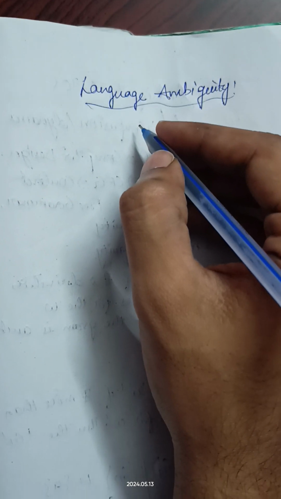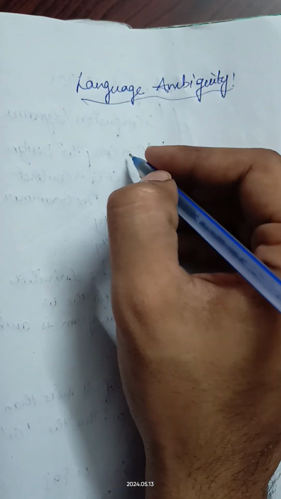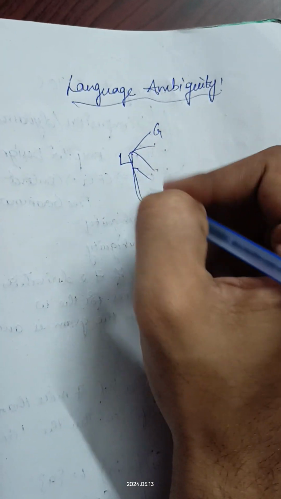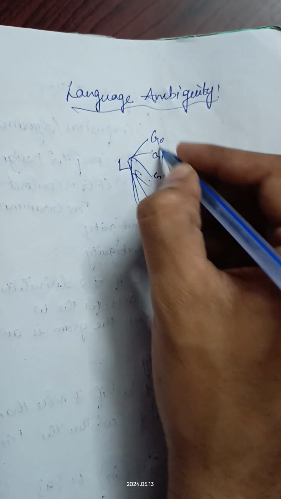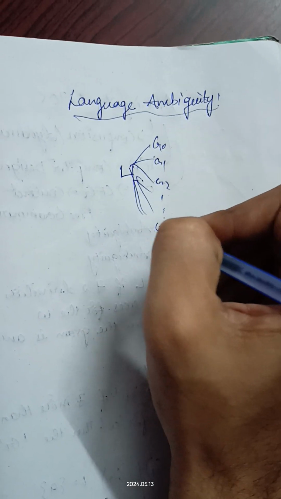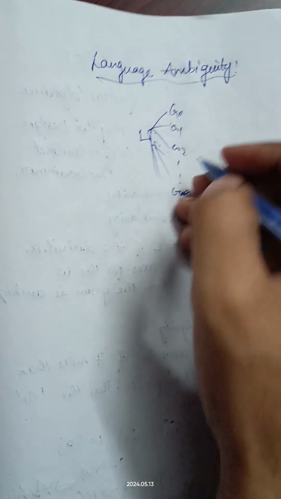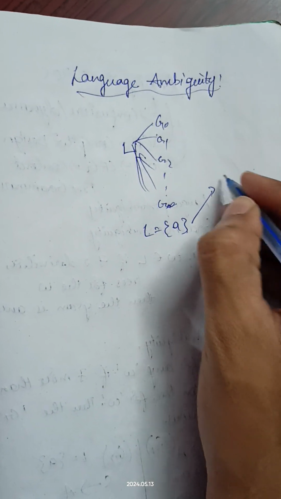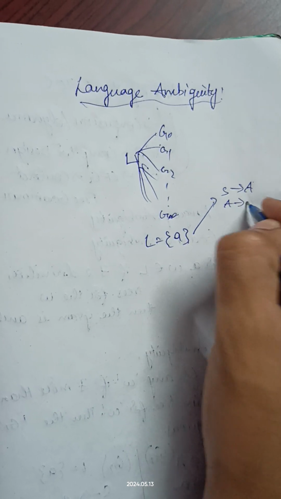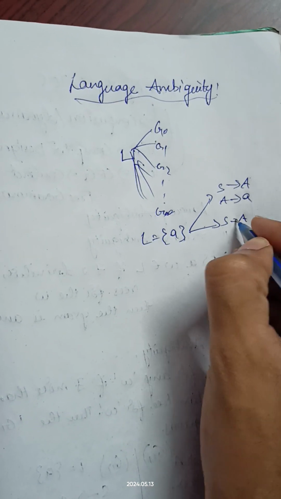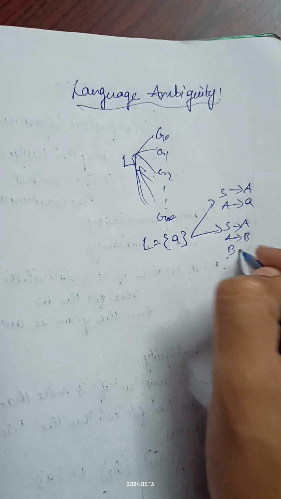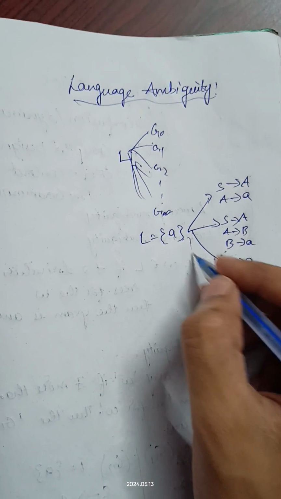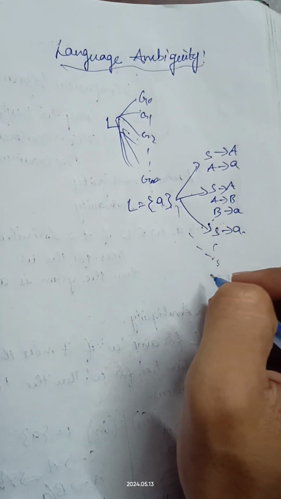Before going to know the language ambiguity, we need to know one thing: to derive a language we can have many grammars. Like there exist a number of grammars to derive a language L. Let me give an example. Let the language be A. We can derive this language with the help of S implies A and A implies A, S implies A implies B, B implies A, S implies A, and so on. We can have many grammars to derive a language.